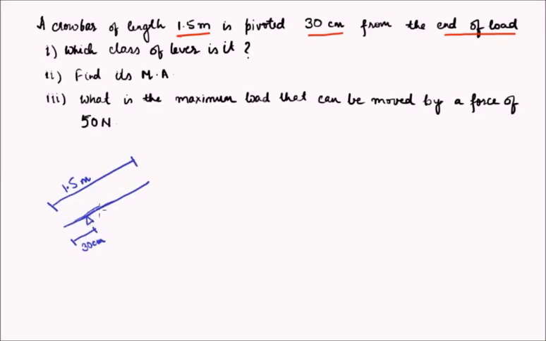From this we can say that since the fulcrum is here, the load will be here, and obviously the effort needs to be applied somewhere here, the fulcrum being at the center. This is a first class of lever. So that answers the first part of the question, what kind of lever it is, what class. So it falls into the first class of lever.